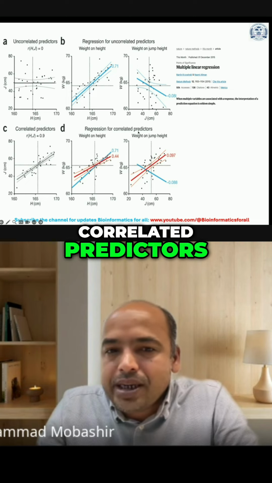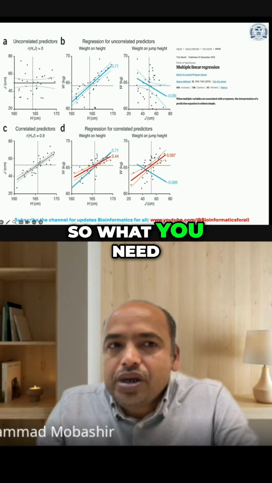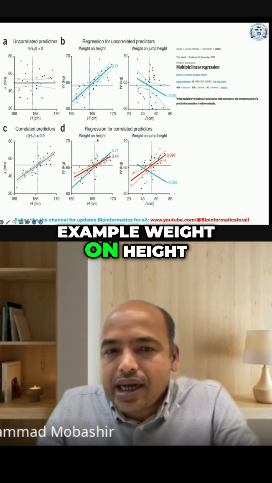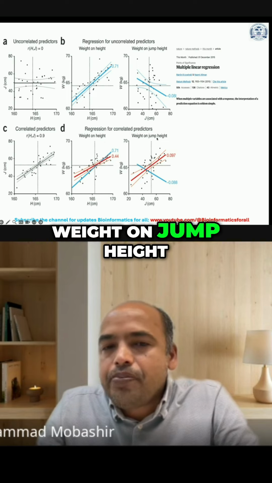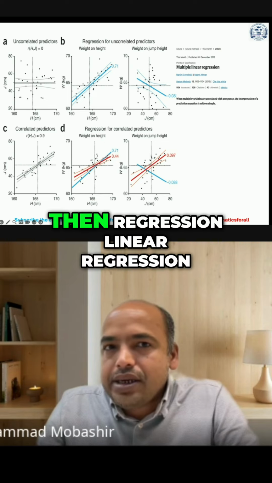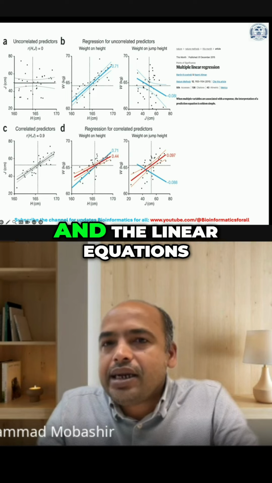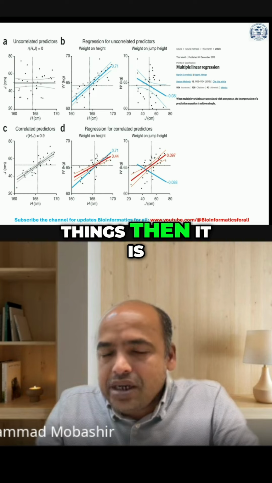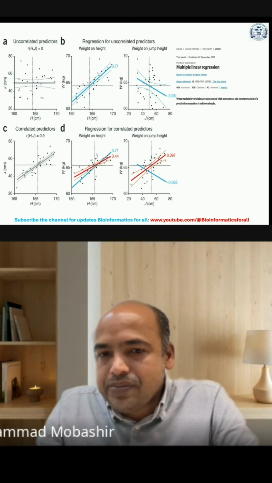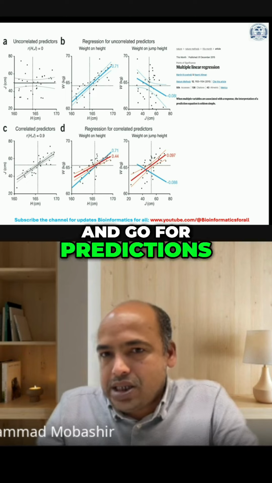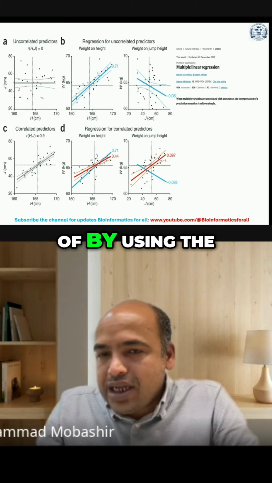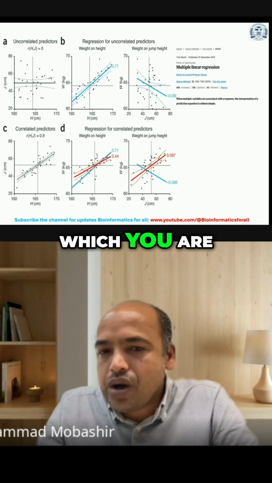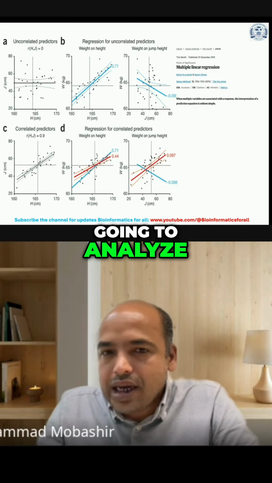for the correlated predictors. So what you need to be aware of are some of the terms, for example, weight on height, weight on jump height, then regression, linear regression, and the linear equations. If you understand these things, then it is quite easy to implement and go for predictions by using the equations in any sample which you are going to analyze.